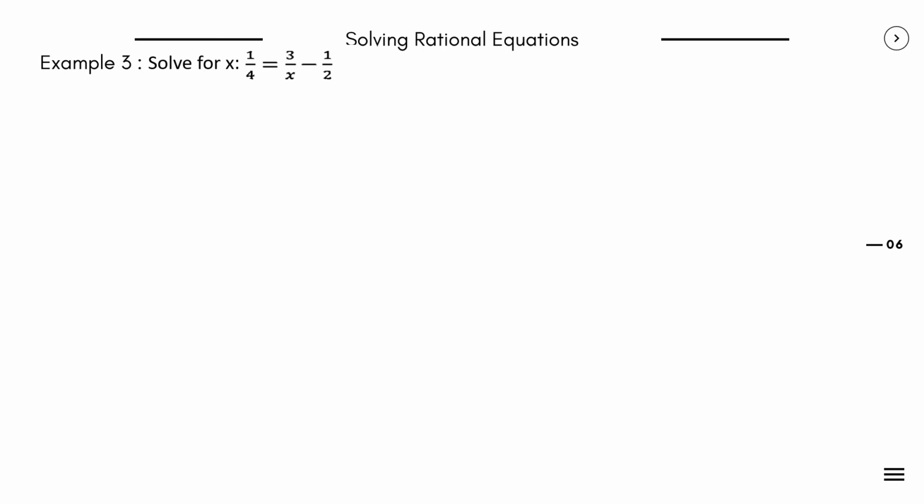So here we have another example. Solve for x. 1 over 4 is equals to 3 over x minus 1 half. Okay, so let's find first the LCD. Let's find first the value of x muna. Okay, so that's gonna be 1 over 4 is equals to 3 over x minus 1 over 2.